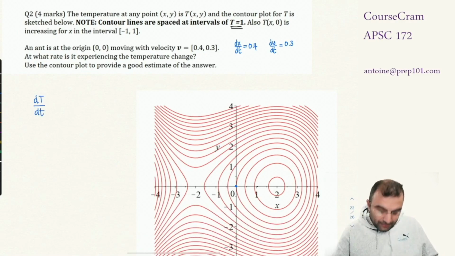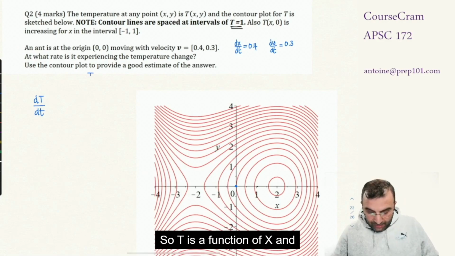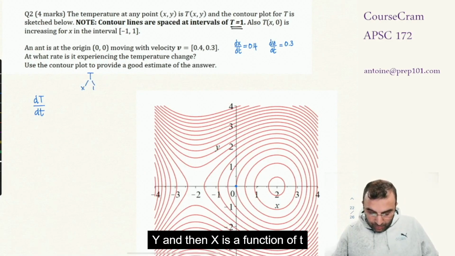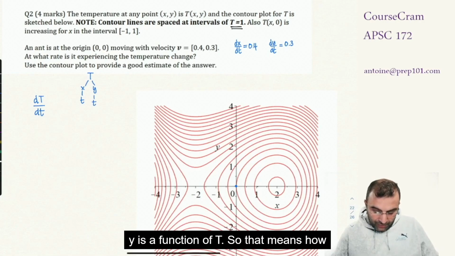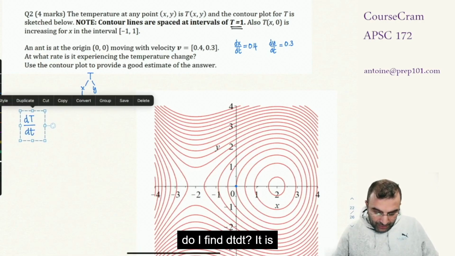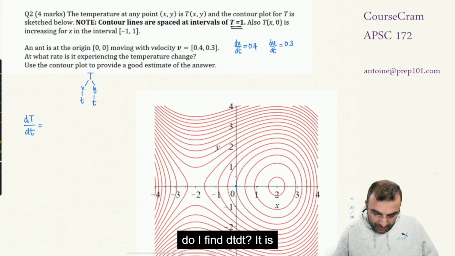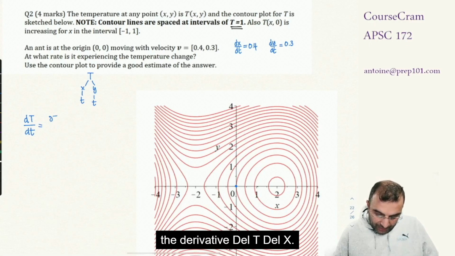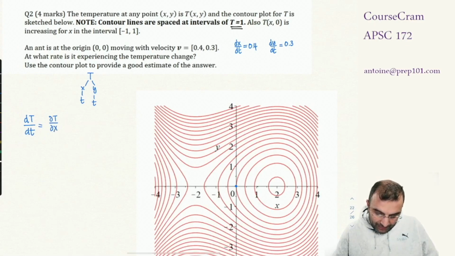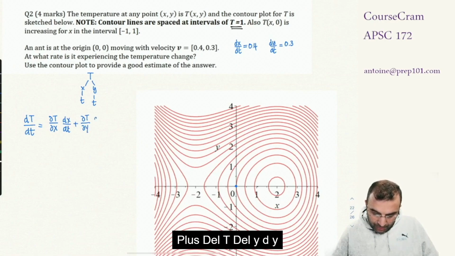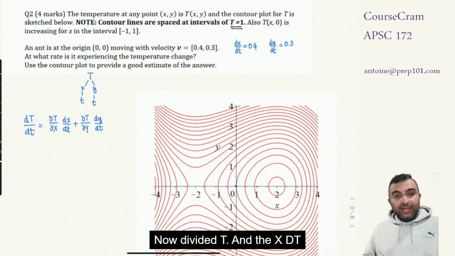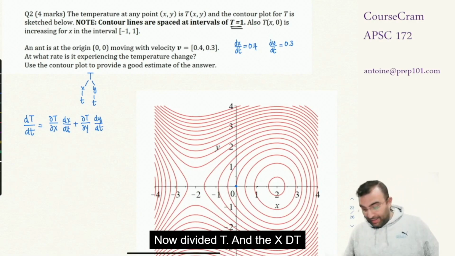Remember chain rule? So T is a function of x and y, and then x is a function of t, y is a function of t. So that means, how do I find dT/dt? It is the derivative del T del x dx/dt plus del T del y dy/dt. Excellent. Now dy/dt and dx/dt, I have them.